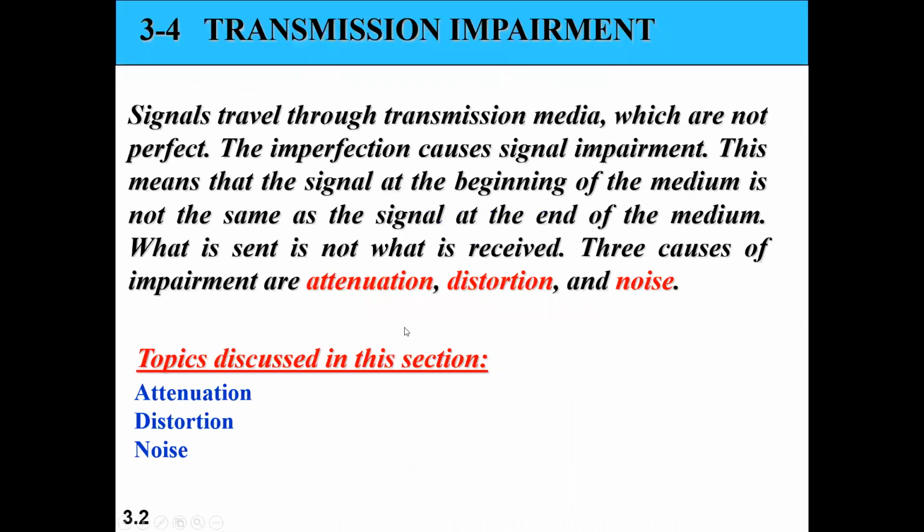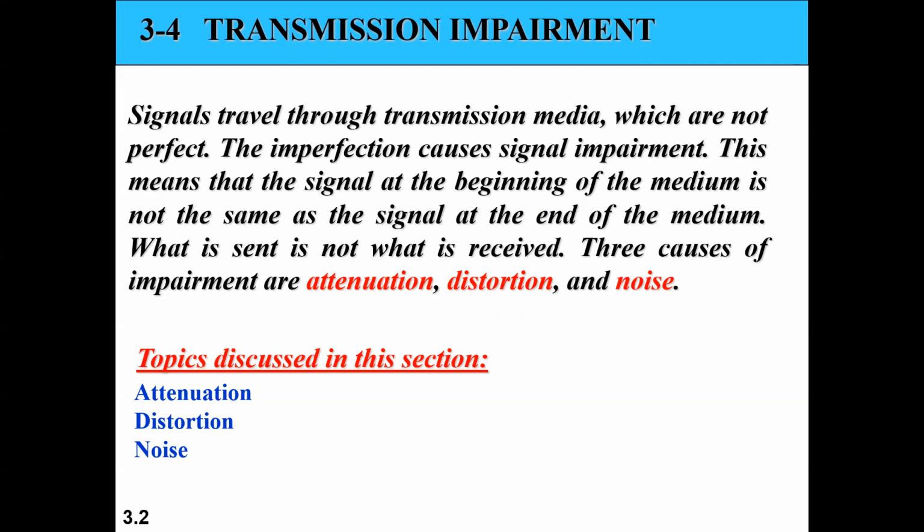So transmission impairment: signals travel through transmission media which are not perfect. The imperfection causes signal impairment, and this means that the signal at the beginning of the medium is not the same as the signal at the end of the medium. So what is sent is not what is received. And the three causes of impairment are attenuation, distortion, and noise.